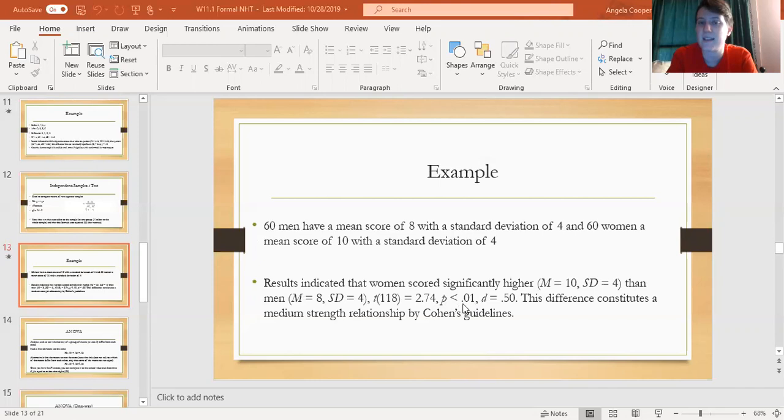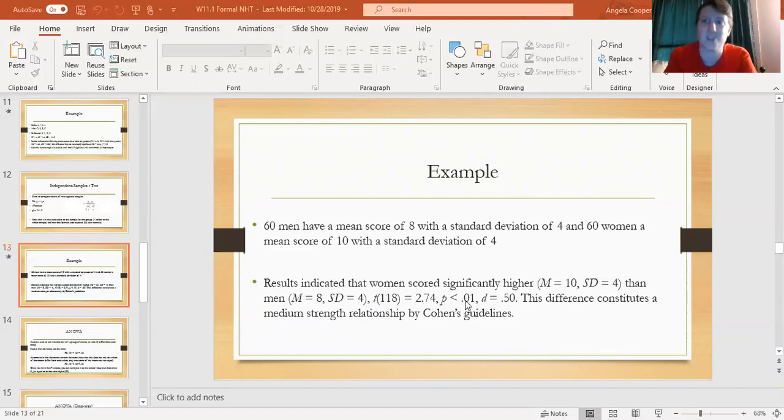Our p-value is less than 0.01 with our Cohen's d of 0.50. This difference constitutes a medium strength relationship by Cohen's guidelines. So if this was your data, if you have 60 men, 60 women, mean score of 8 and 4 for standard deviation for men, mean of 10 and standard deviation of 4 for the 60 women, this is how you could report that. So when you are doing your analysis, be sure to look back on this PowerPoint if you're having trouble reporting your results in English and not just t(118) equals 2.74.